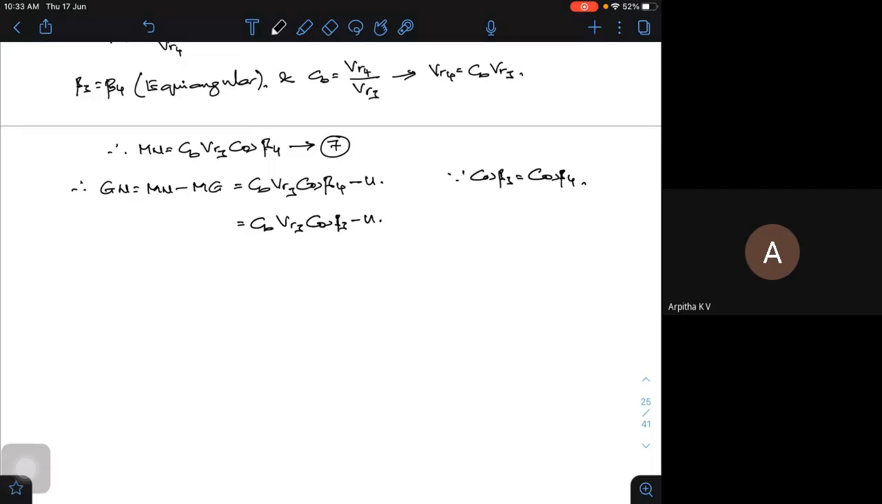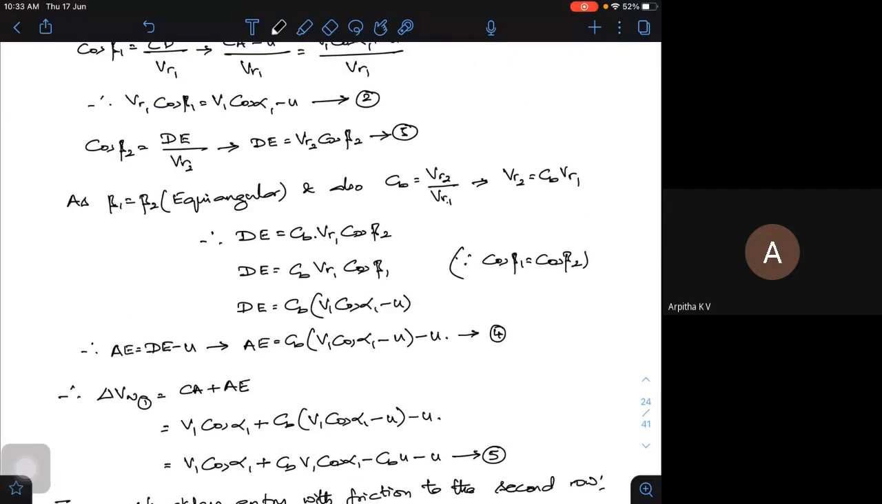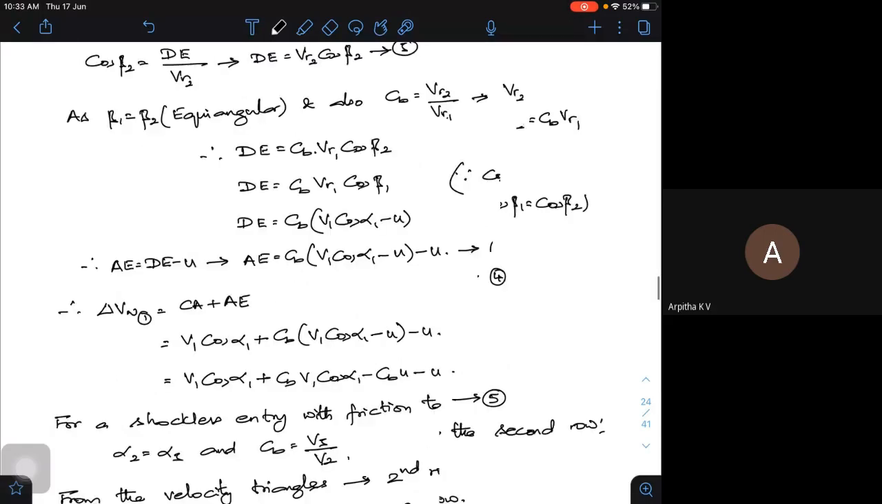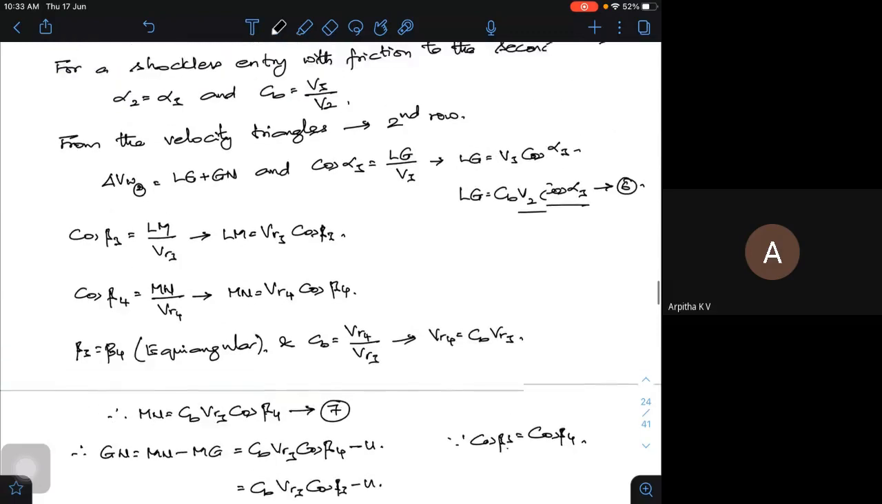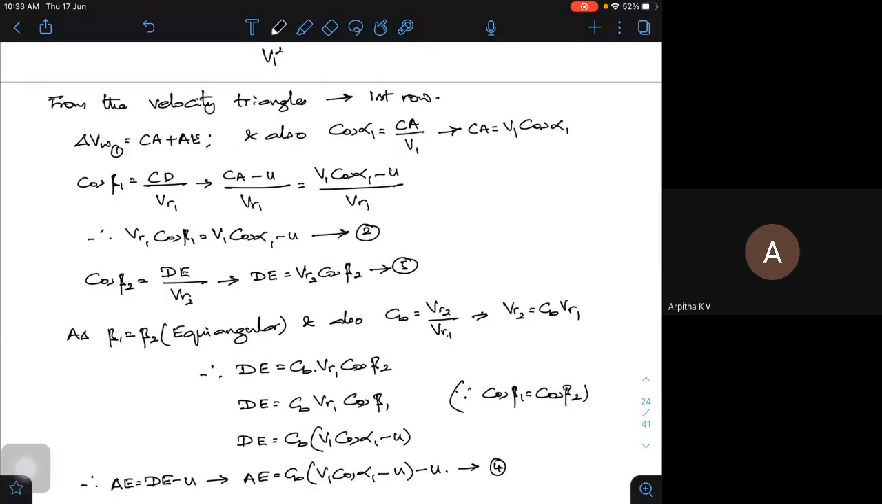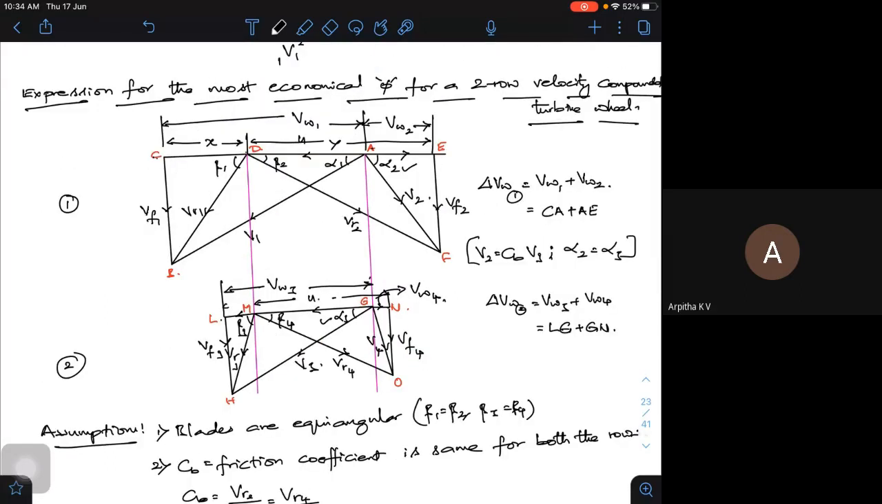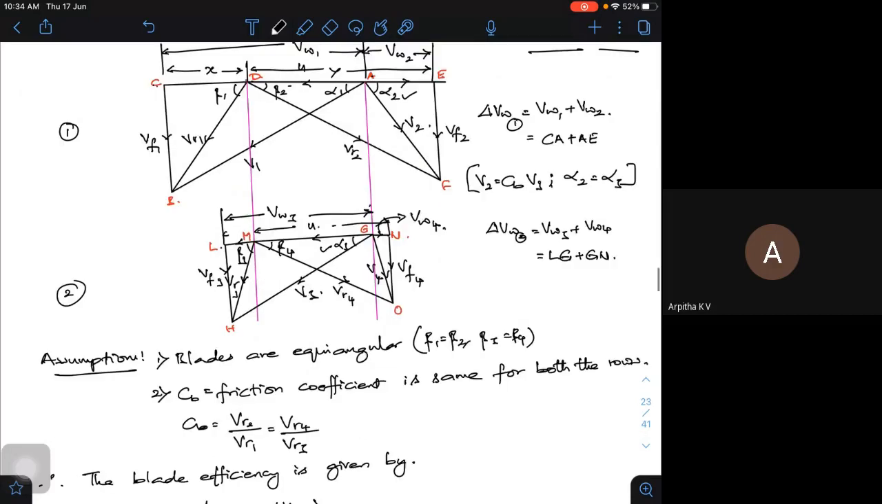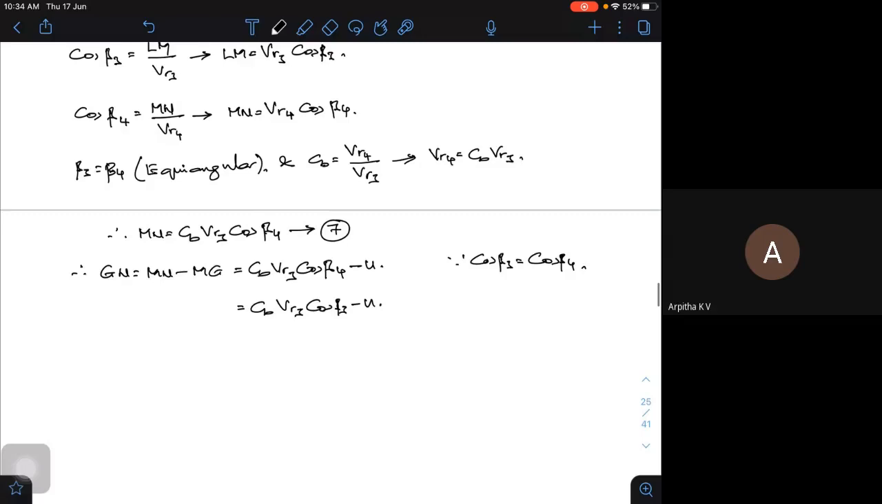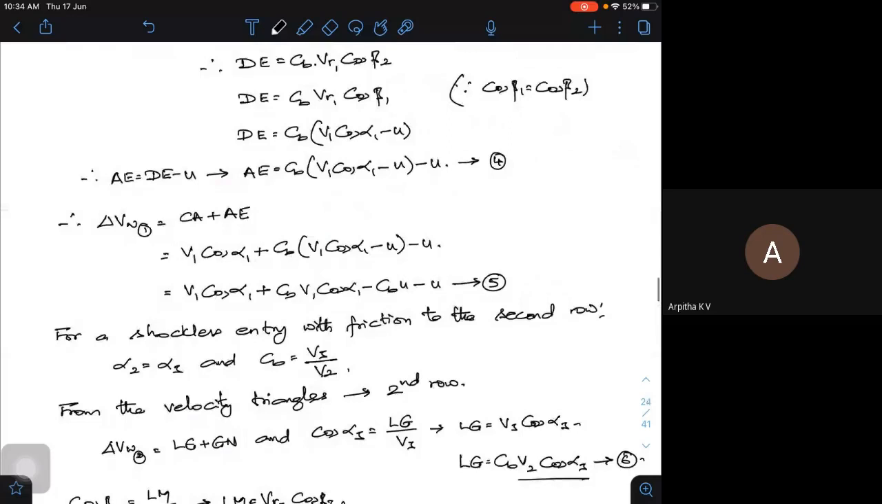Now what is VR3 into cos beta 3? Very similar to what we did here, from cos beta 1 we got V1 cos alpha 1 minus U. Here I can write CD as CA minus U. Similarly, I can write LM as LG minus MG, where LG is VW3, so LM is VW3 minus U.